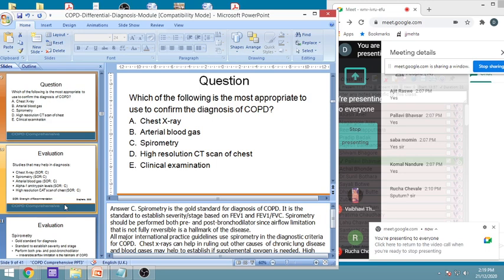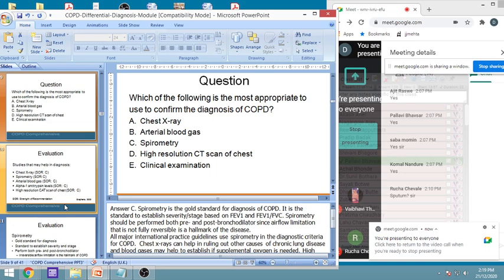For example, we ask ourselves during diagnosis: which of the following is the most appropriate to confirm the diagnosis of COPD? Whether chest X-ray, arterial blood gas, spirometry, high resolution CT scan of chest, or clinical examination.